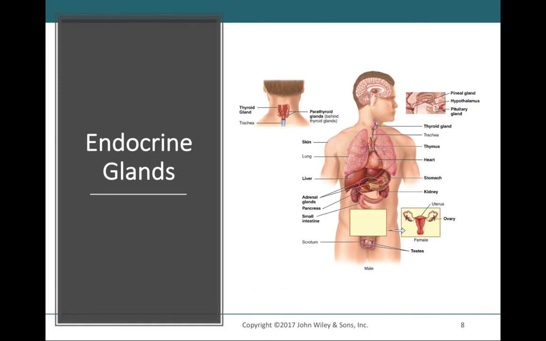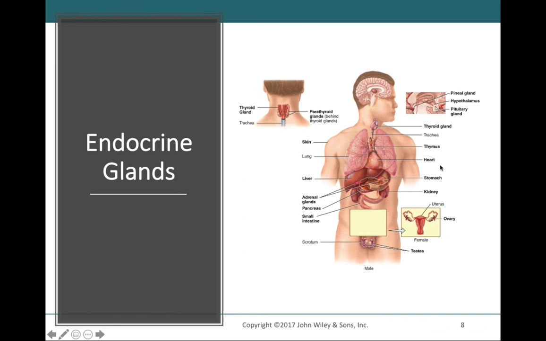So this slide is more accurately going to show you the major endocrine organs that we're going to be discussing in this presentation. I like to start from the top down, so we'll see that the hypothalamus is found here. The pituitary gland hangs from the hypothalamus, and the pineal gland can be found behind the hypothalamus. The pineal gland is part of something known as the epithalamus.